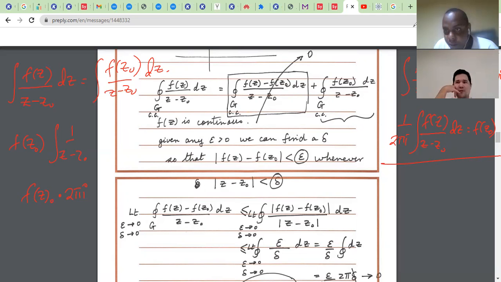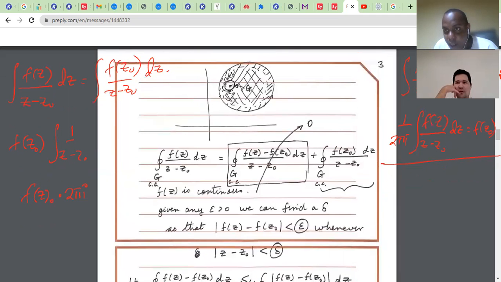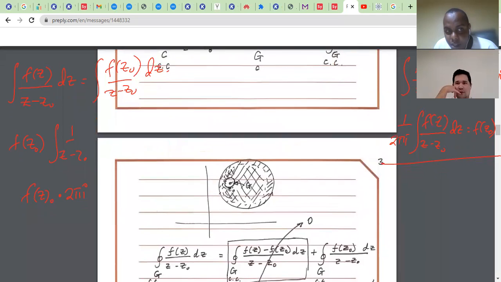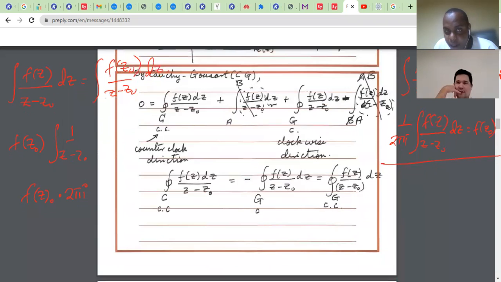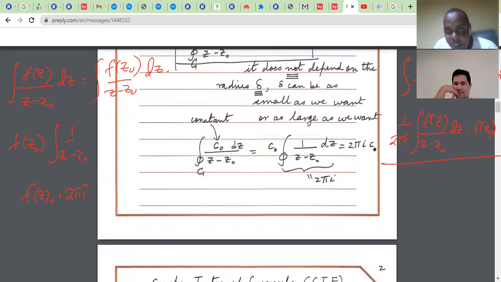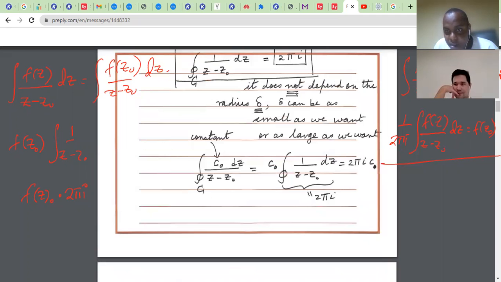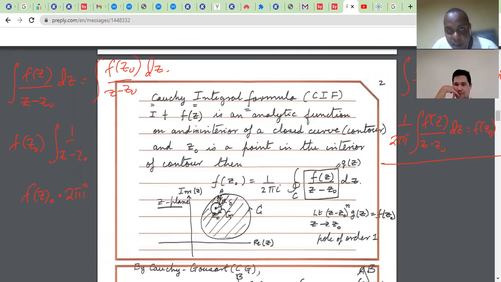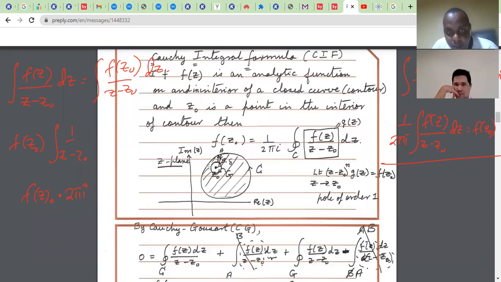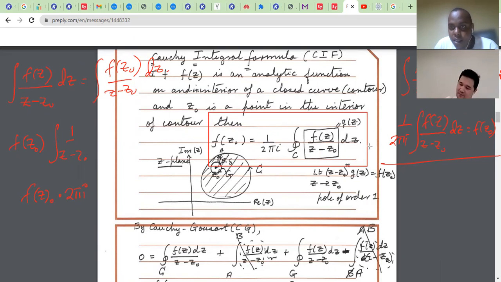How do you get 1 over 2 pi I? I divided both sides by 2 pi I. Okay, got it. Remember, all this time we were trying to verify this theorem: f of z naught equals 1 over 2 pi I times the contour integral of f of z divided by z minus z naught dz. And there you go. We just verified it.